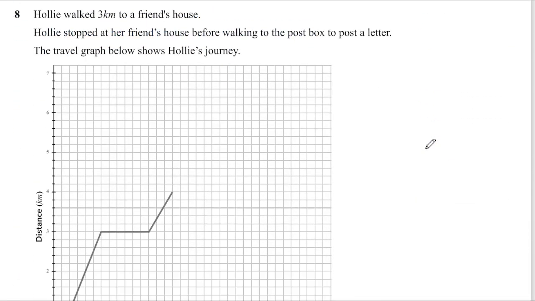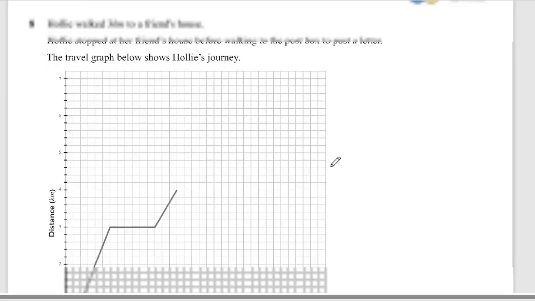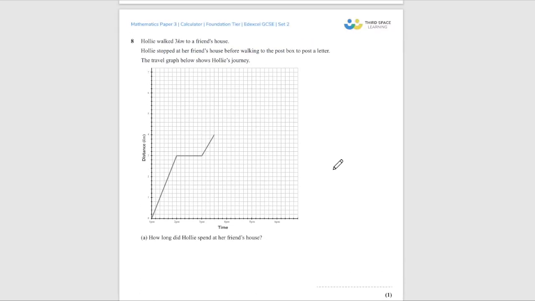Right, question 8. Let's zoom this out slightly. So Holly walks 3 kilometers to her friend's house. Holly stops at her friend's house before walking to the post box to post a letter. The travel graph shows Holly's journey.